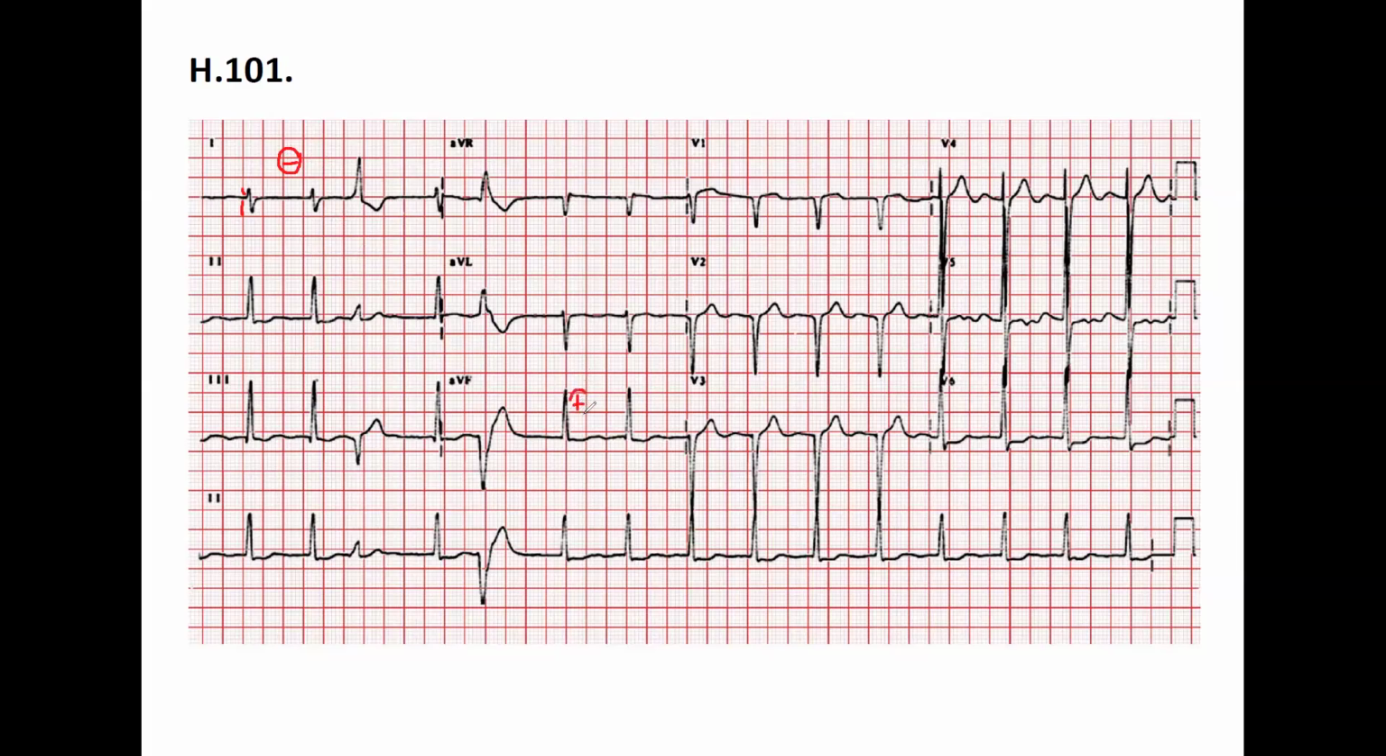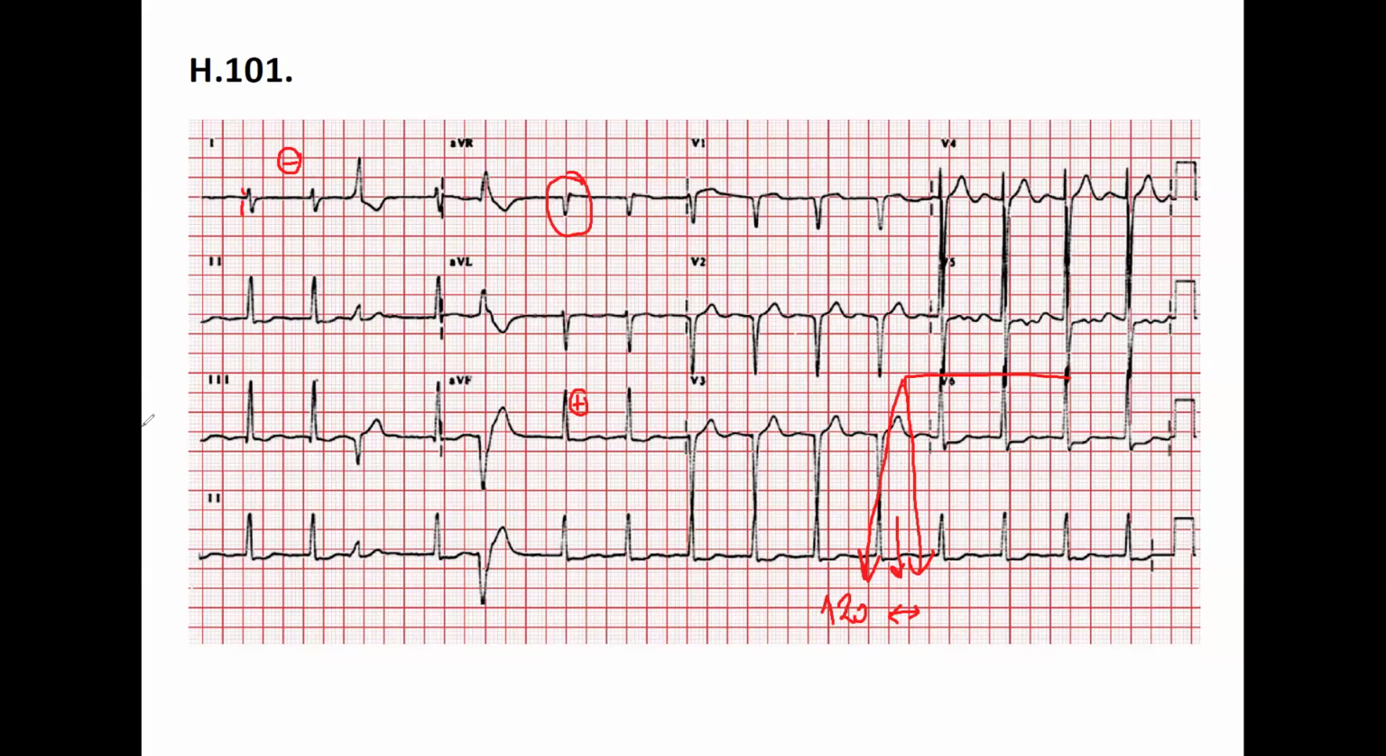AVF is positive, which means you are somewhere more than 90 degrees, so you are on the right side. You should look at AVR, but AVR is negative, so you are between 120 and 90. It can still be normal because the pathological right deviation is over 100. So I would say maybe this is only a right deviation.